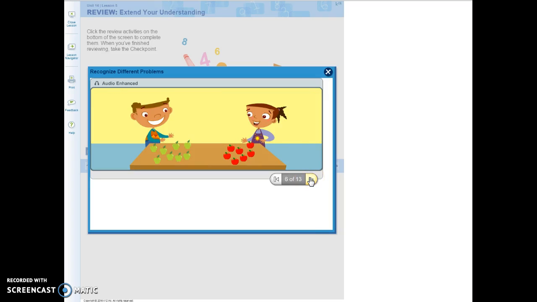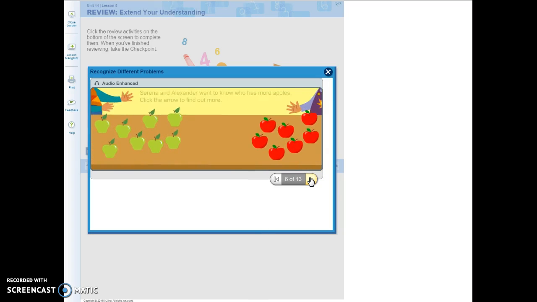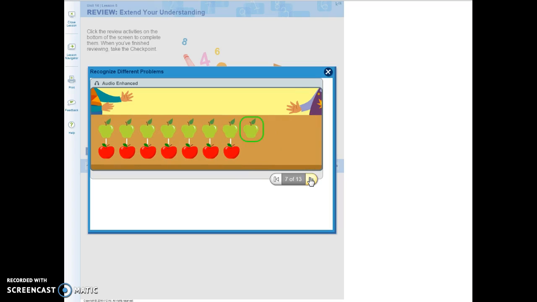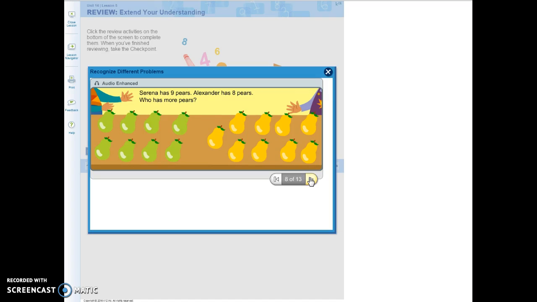Serena has some apples. She wants to know if she has more apples than Alexander. Click the arrow to find out more. It looks like you have more apples than I do, Alexander. One of your apples doesn't have a match, so you have 1 more apple than I do. I have 9 pairs. Alexander has 8 pairs. To find out who has more pairs, we can compare by matching them up. The person who has unmatched pairs has more.